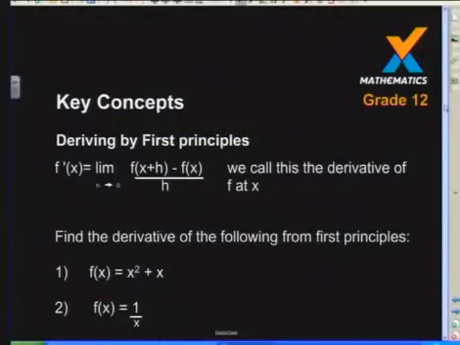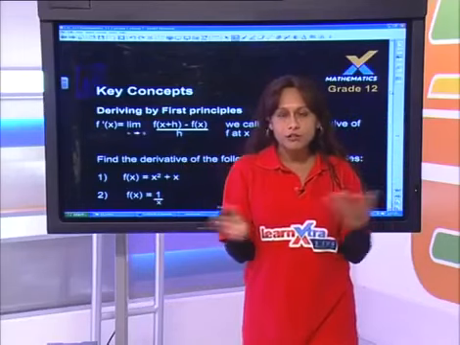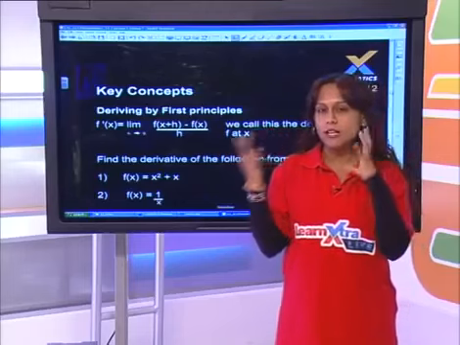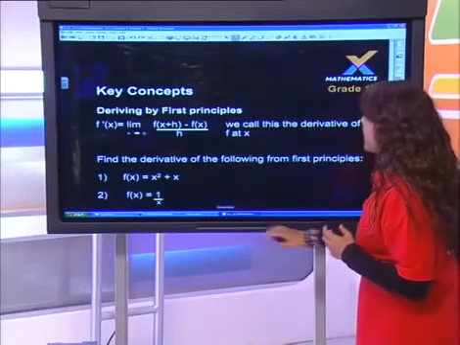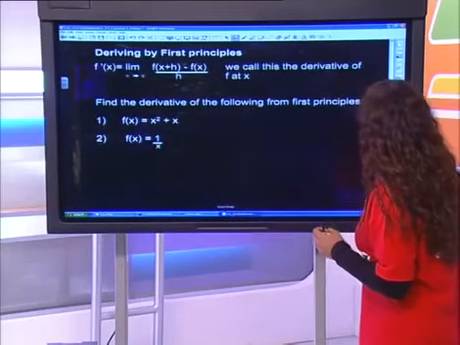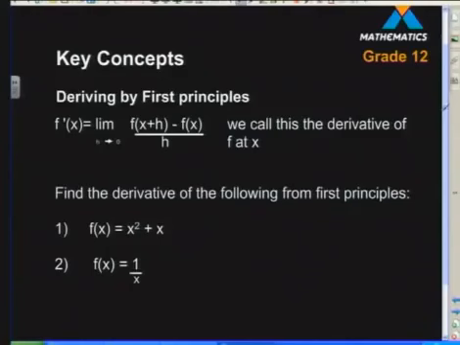Okay, now finding the derivative means you're finding the gradient of a curve at any point on the curve. That's really roughly what a derivative means. When we're looking at deriving by first principles, the formula, and some of you would have seen this if you started calculus, is f dash x is equal to the limit as h approaches 0 of f of x plus h minus f of x all over h. And we call that the derivative of f at x. So that whole thing there, the derivative of f at x, that's what it means.